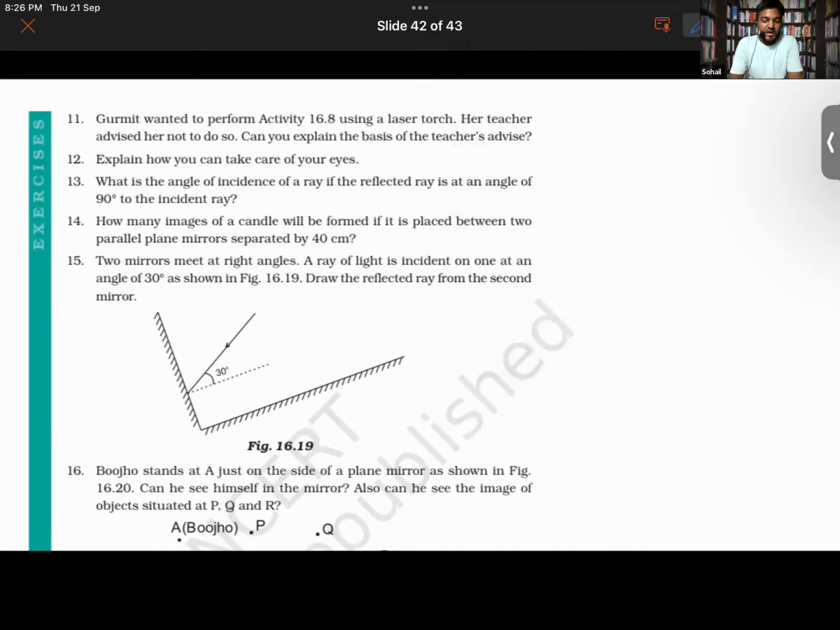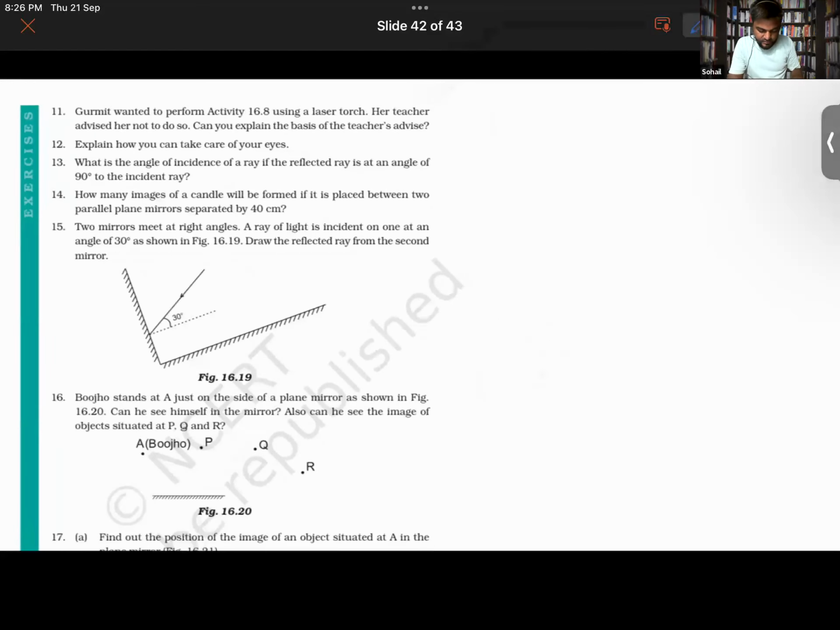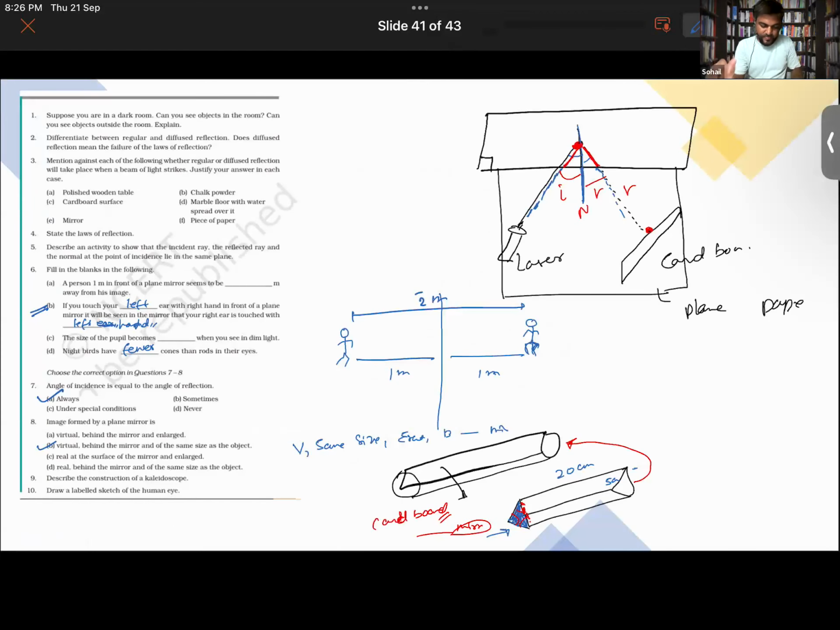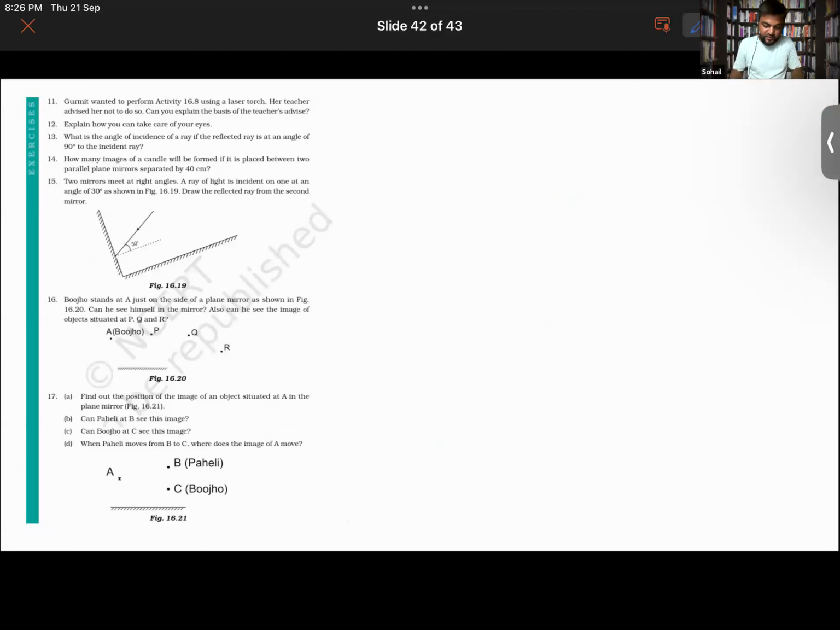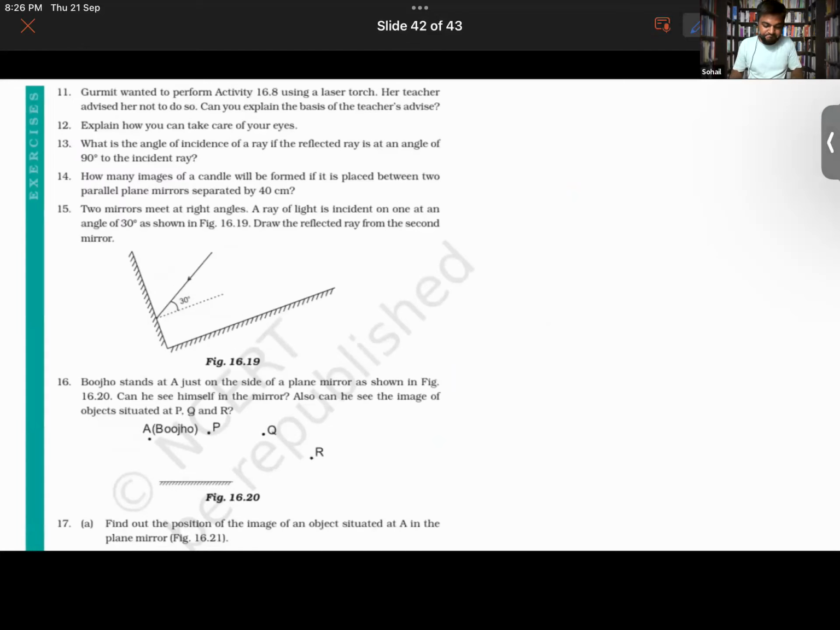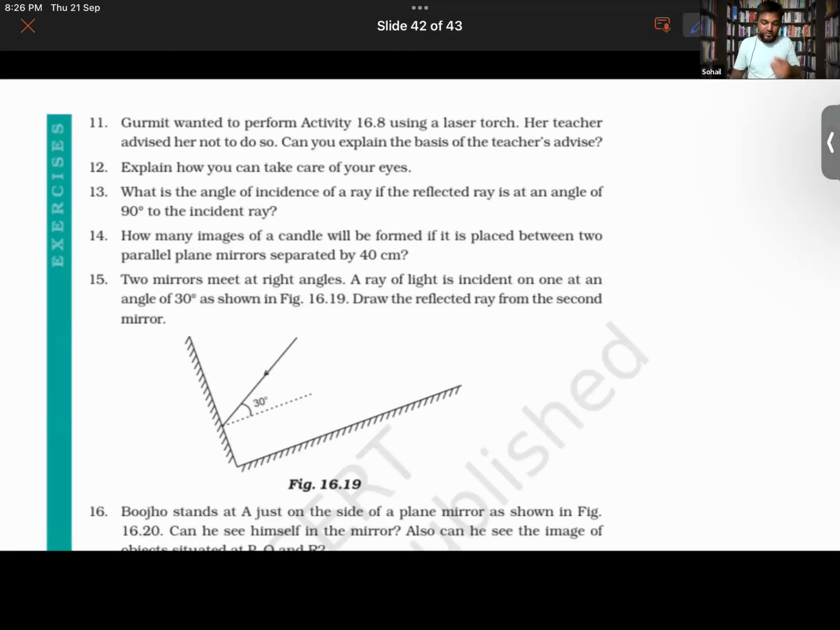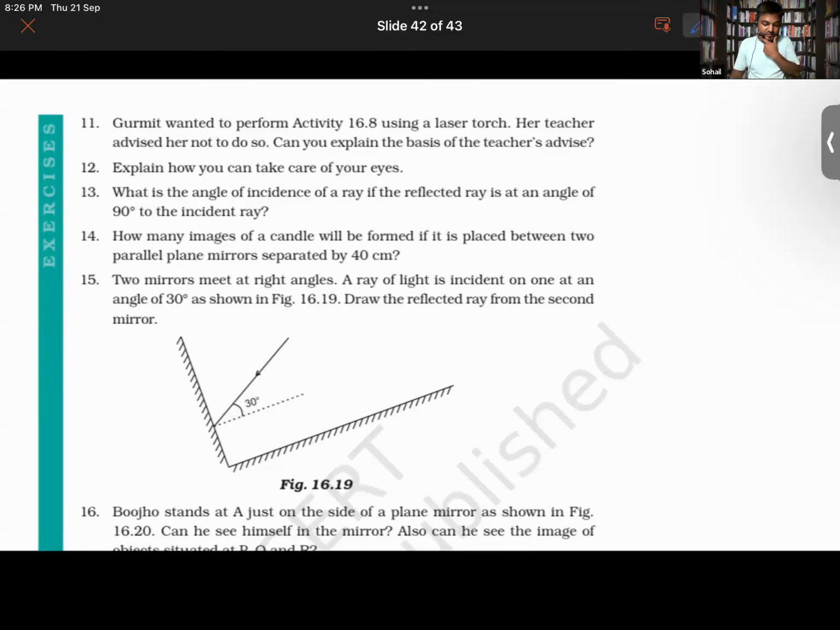Gurmit wants to perform activity 16.8 using a laser torch. Okay, activity 16.8. I guess it's given in the book, no? So you will have to actually refer to your book. Yes, sir. Okay, I don't have the PDF of the book right now, otherwise I would have shown it.